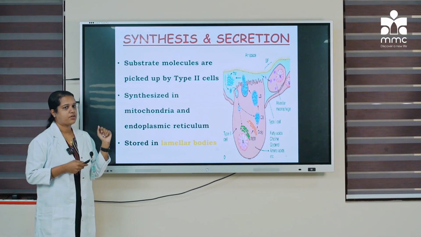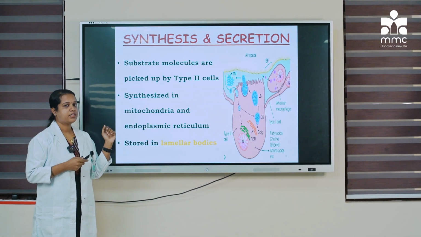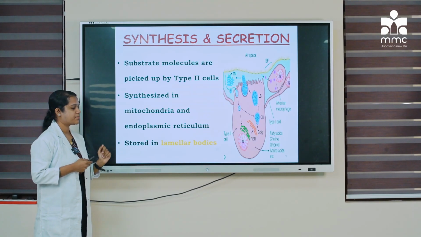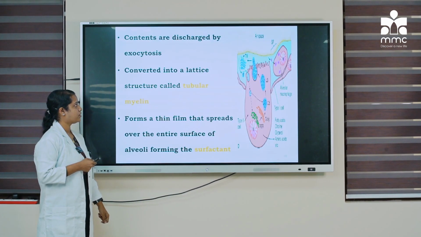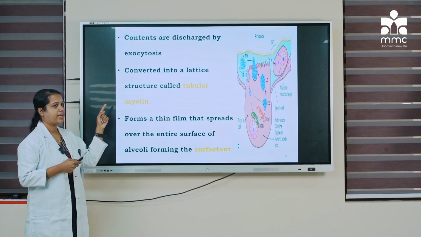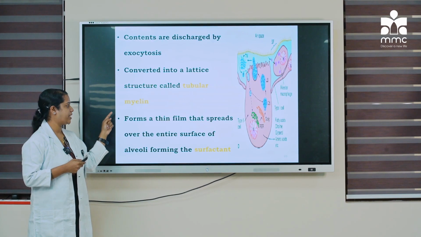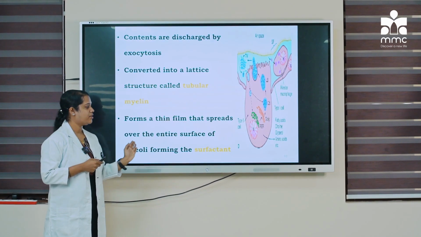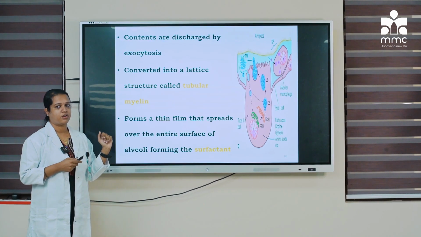So coming to the steps of synthesis, the substrate molecules, which are mainly the phospholipids, will be picked up by the type 2 epithelial cells, and they will be synthesized inside the mitochondria and endoplasmic reticulum, and they will be stored within the lamellar bodies. And then the contents can be discharged into the exterior by exocytosis, wherein they will be converted into a lattice structure or a meshwork-like structure called tubular myelin. And this forms a thin film that spreads over the entire surface of the alveoli, forming the surfactant. So that summarizes the steps involved in the synthesis and secretion of surfactant.